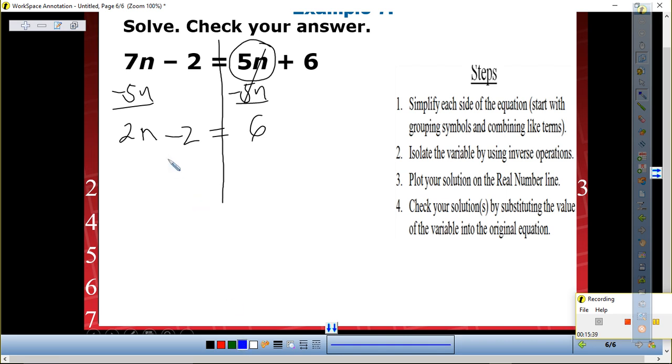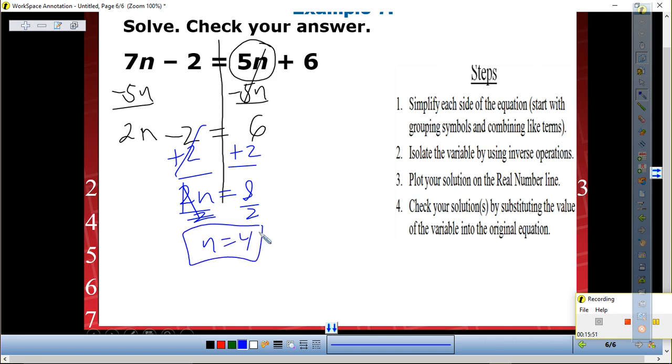So here what? Plus 2, 2n equals 8. Divide by 2, divide by 2. N equals 4. Hands if you got that. And you know how to check and you know how to plot. So what was the only step that we added? That we have now variables on both sides, and we need to get them all on one side.